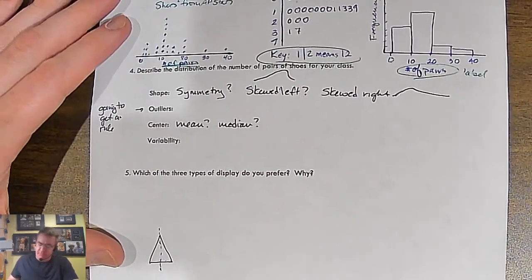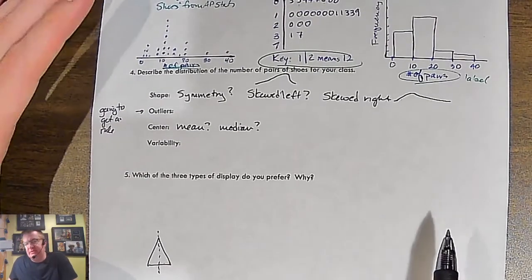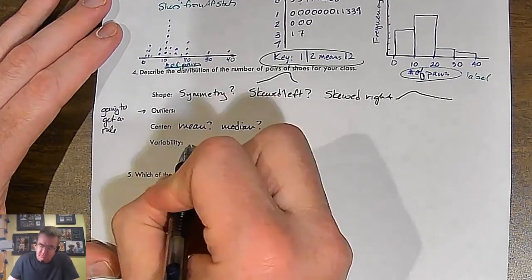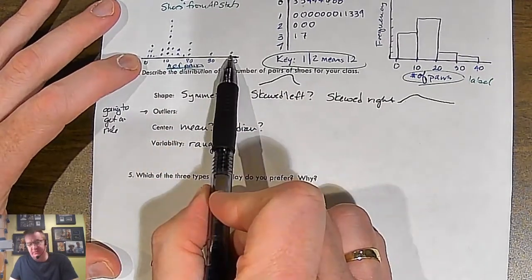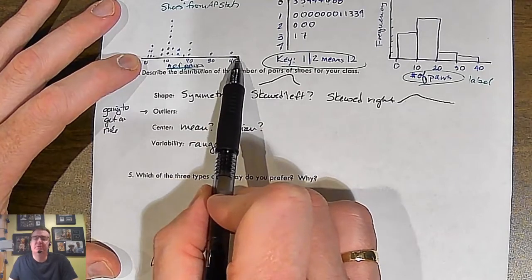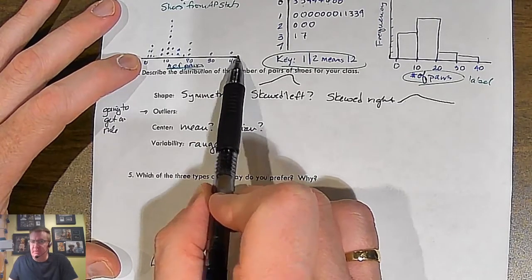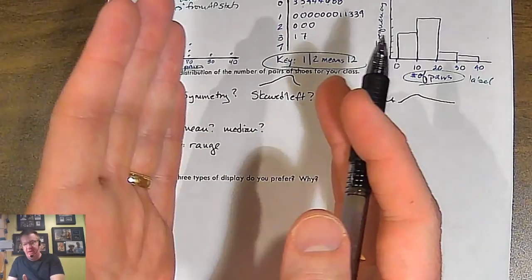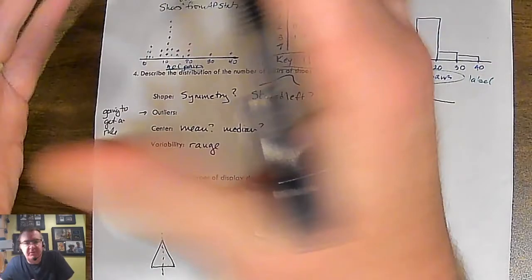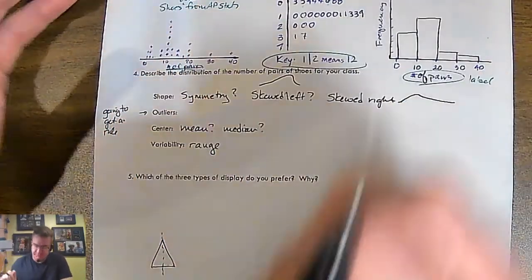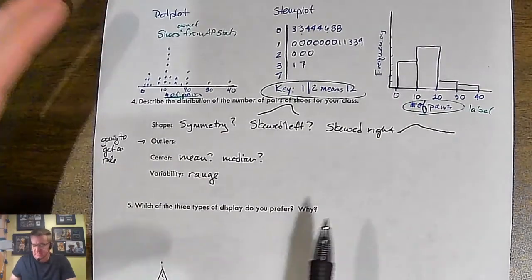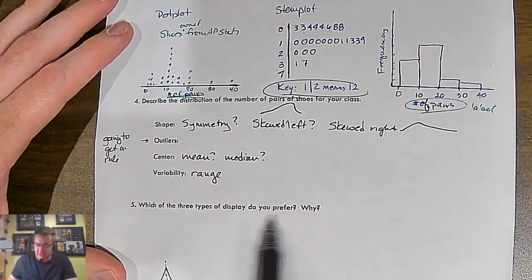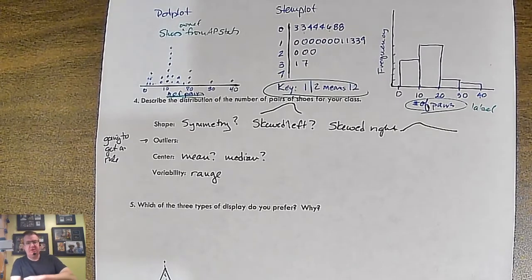Variability. How do you know how varied this is? Now, right now, what we're going to talk about is range. So how spread out is this data? The more spread out it is, the longer it's going to be, the more variable it is. If it's really compact, then it's going to be less variable. Okay? So out of these three, and this is a question only you can answer, which of the three types of display do you prefer and why?